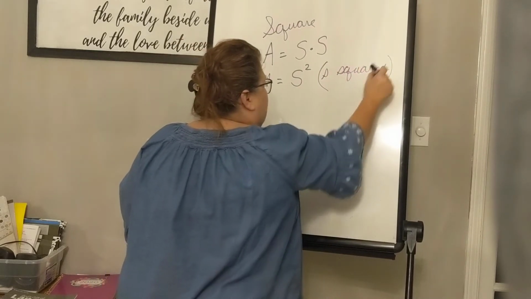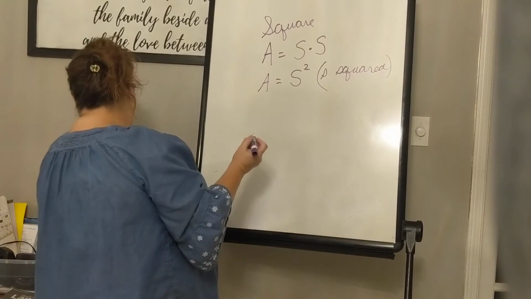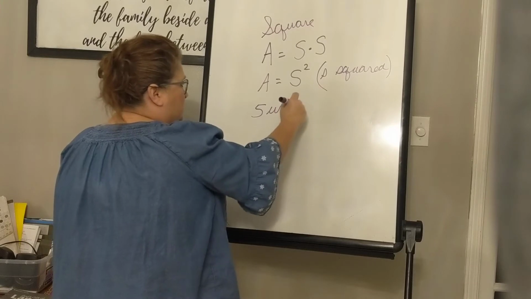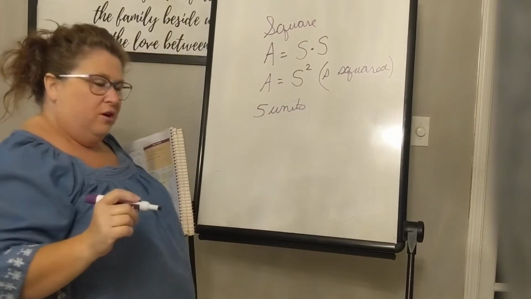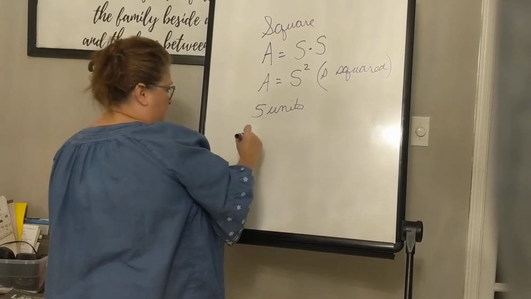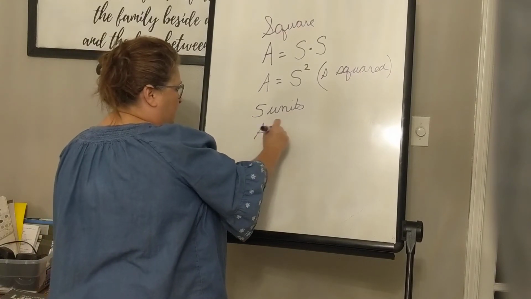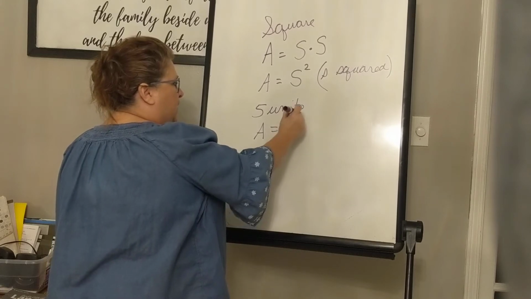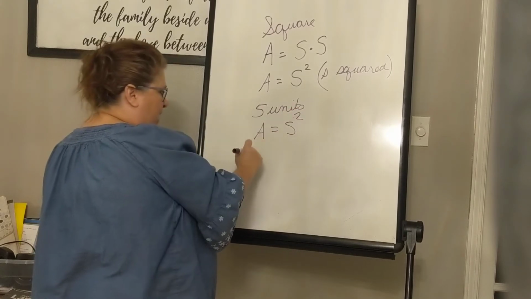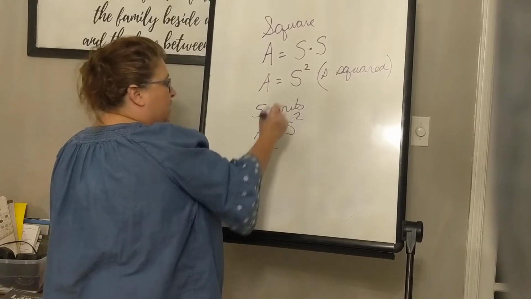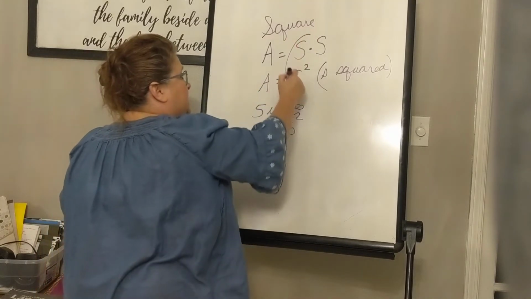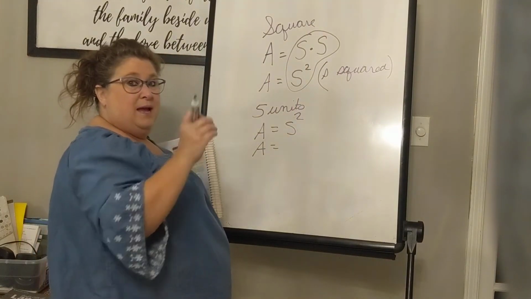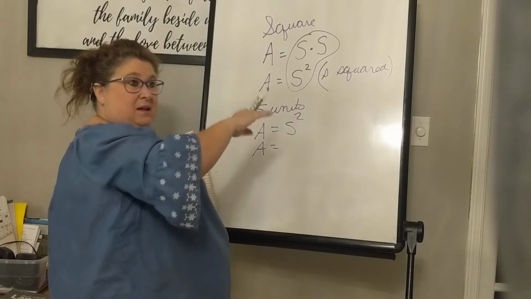So that 2, if we were reading it, we would say area equals S squared, okay? If our measurement for our square was 5 units, they're not telling us right now whether it's inches or feet or yards, our formula would be area equals side squared. I put S S, side squared. So our unit was 5. Area equals side squared, or S times S. They equal the same thing. When you square a number, you just multiply it by itself.